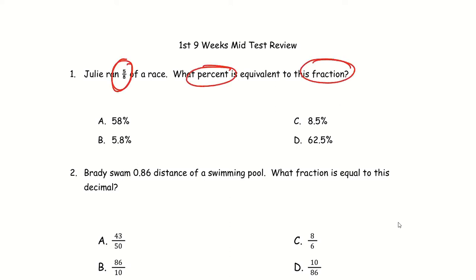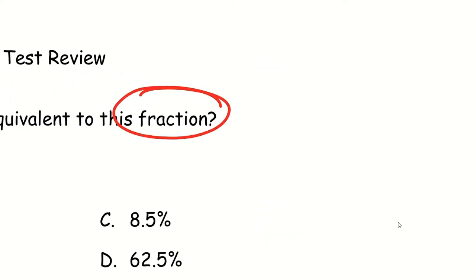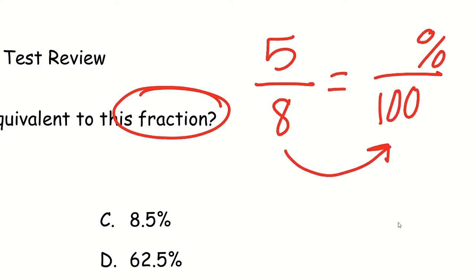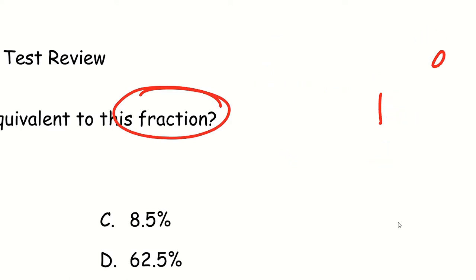Usually I would do fraction bar equals fraction bar, but I'm looking at this fraction, and when I do my part over whole equals percent over 100, I don't think there's anything I can multiply 8 by to get to 100. So I think I'm going to have to go the long way around, and I'm going to have to turn it to a decimal and then Dr. Pepper it. What do y'all think? I think so. Yes, definitely.